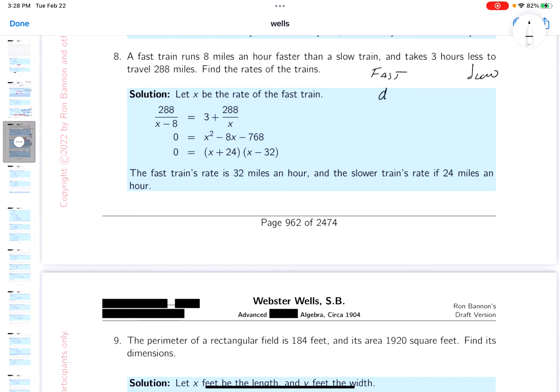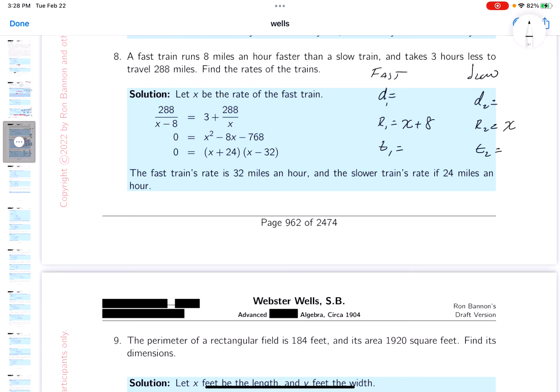And this is a distance. I'll call it the first guy, rate first guy, and time first guy. Distance second guy, rate second guy, time second guy. All right? And what does it say? It says the rate of the fast train is 8 miles per hour faster than the slow train. So I'm going to say I don't know how fast the slow train is going, but the fast train is going 8 miles per hour faster. All right, I got that part covered.